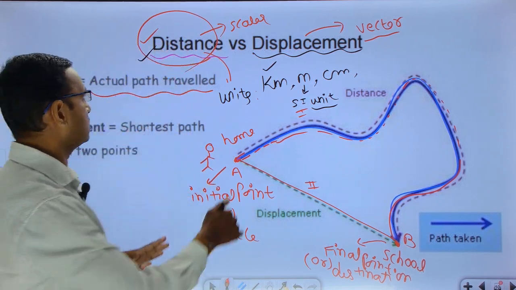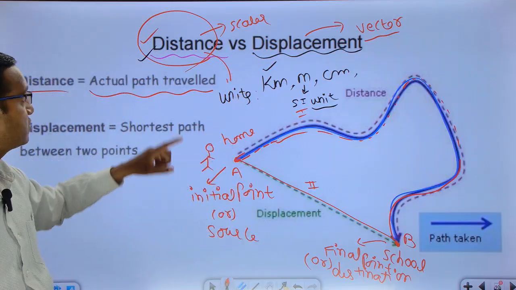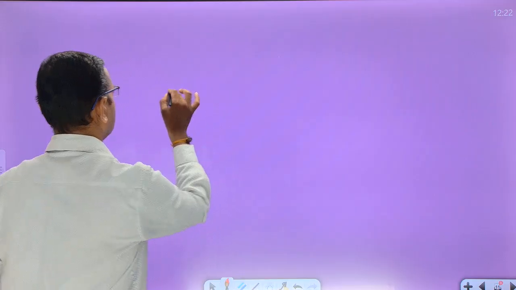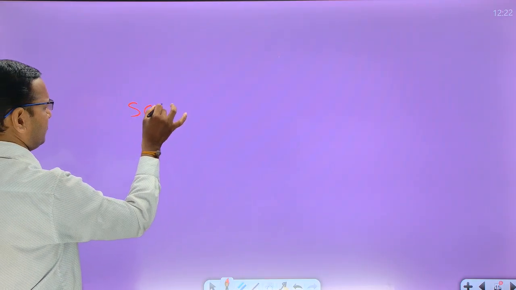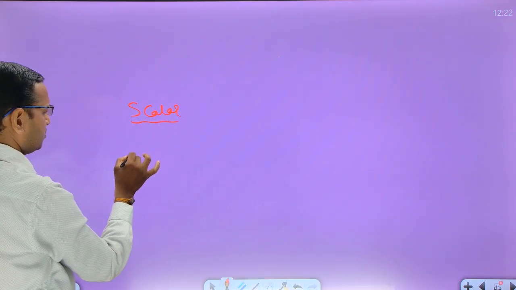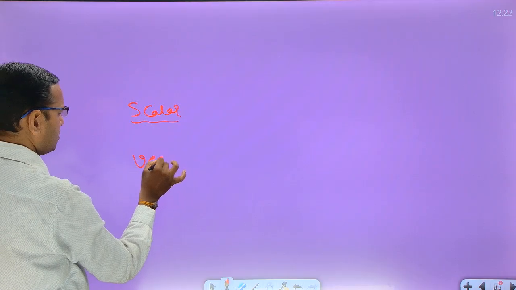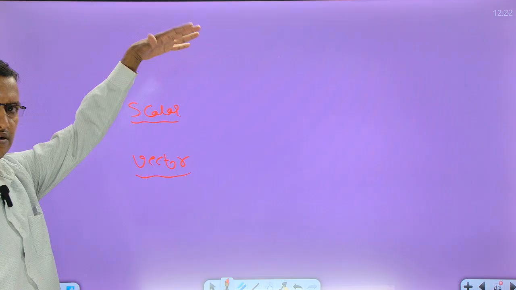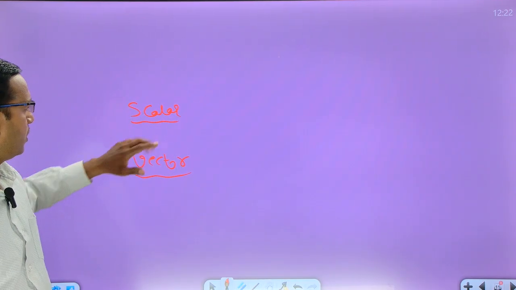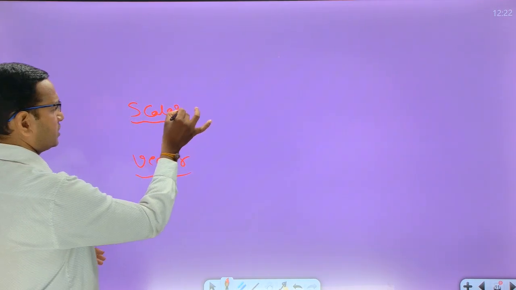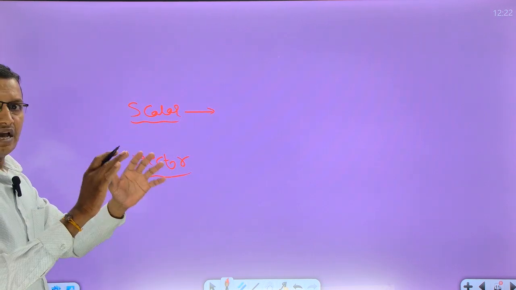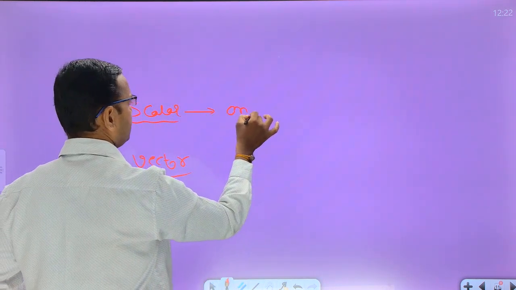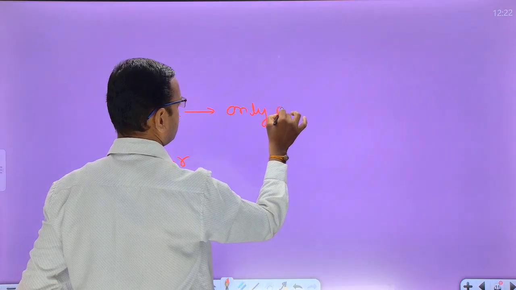This concept of scalars and vectors is very important for physics. Just understand the simple concept, because throughout physics we'll be using scalars and vectors. In detail, I'll take another video, but for now, understand what a scalar is. A scalar is any physical quantity which has only magnitude.